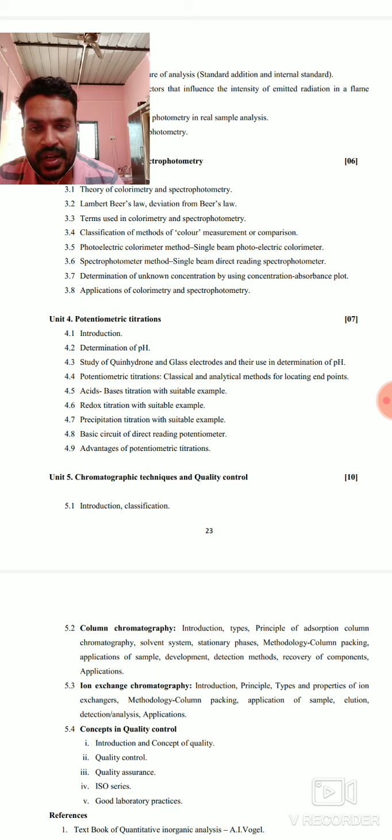Now potentiometric titration is broadly classified into classical analytical methods for locating the endpoint: acid-base titration with a suitable example, redox titration, that is oxidation reduction titration, precipitation titration where precipitation takes place, and the basic circuit reading diagram of the potentiometer. And lastly we will discuss the advantages of potentiometric titration, and this topic has a weightage of 7 lectures.